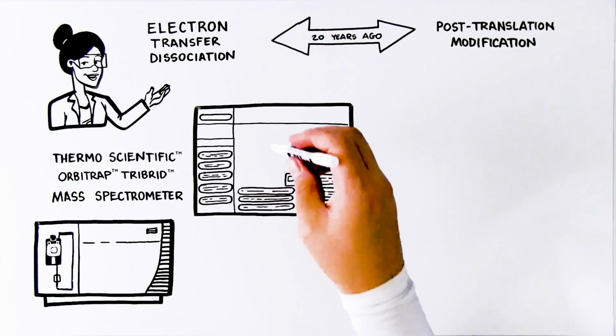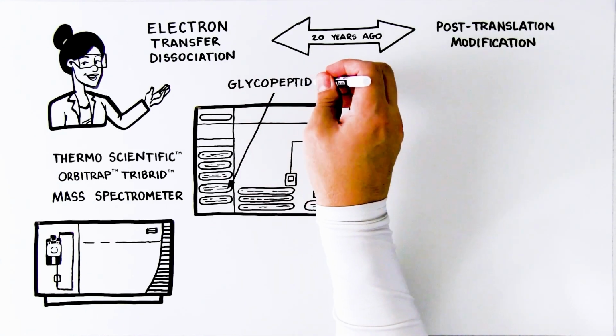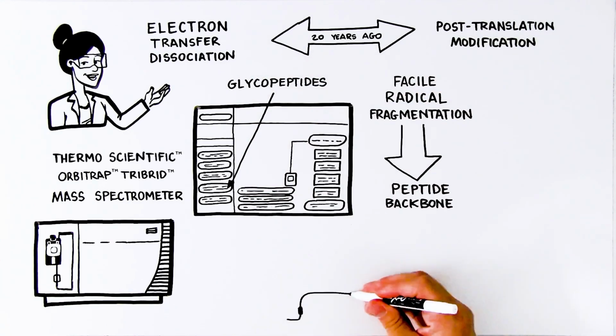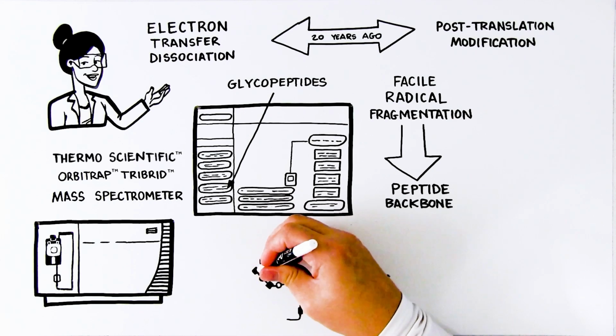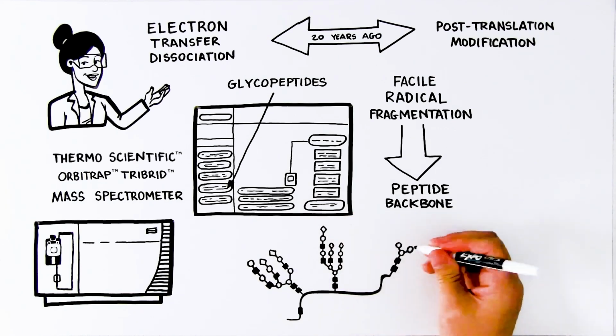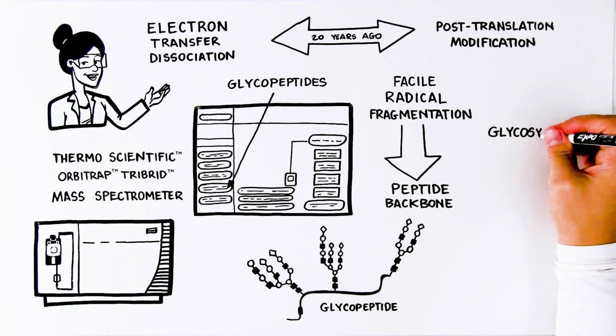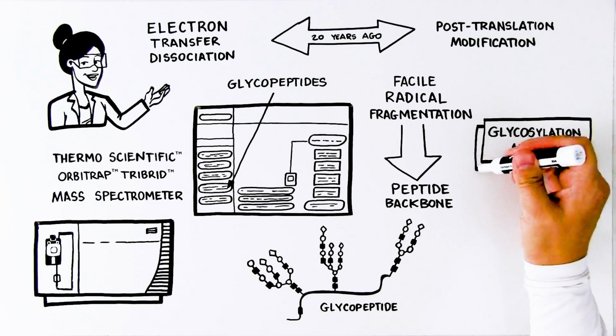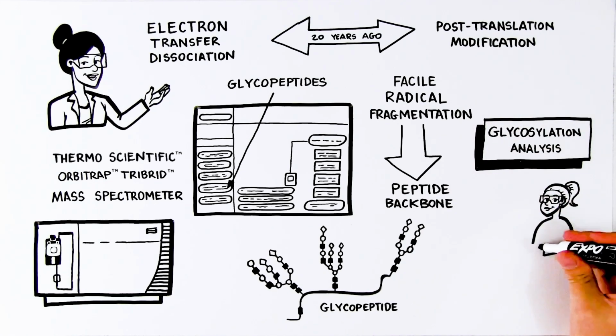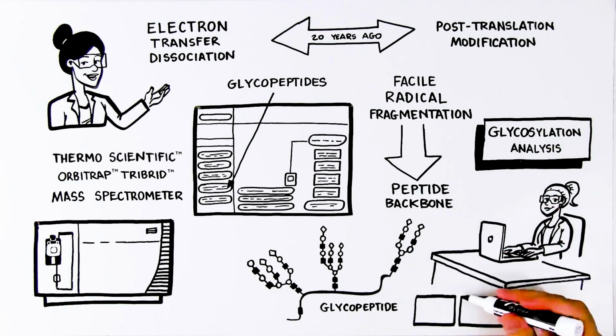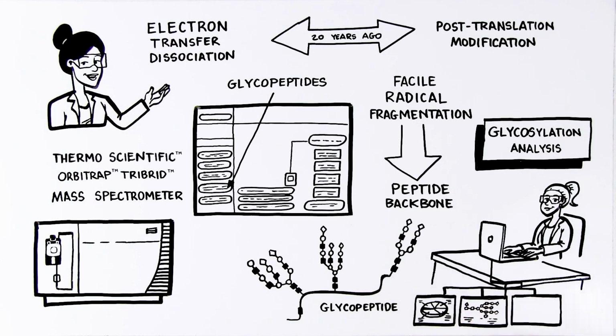ETD differs from traditional collision-based fragmentation techniques by providing a facile, radical-based fragmentation of the peptide backbone that preserves labile modifications. Preservation of PTMs is crucial in fields like glycosylation analysis, where researchers need to retain modifications to localize the modified amino acids and fully understand glycoprotein structure and function.